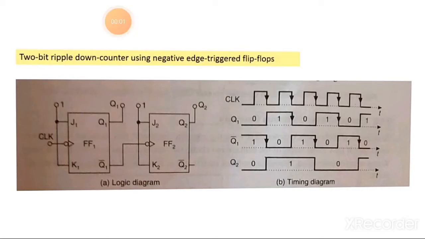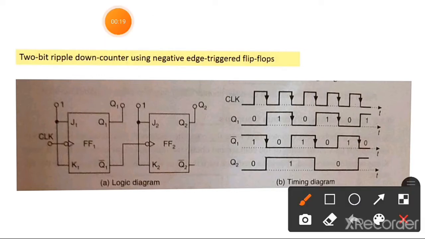Here we are going to discuss a 2-bit down counter using negative edge triggered flip-flops. What is meant by a 2-bit down counter? It counts in the order 0, 3, 2, 1, 0, 3.